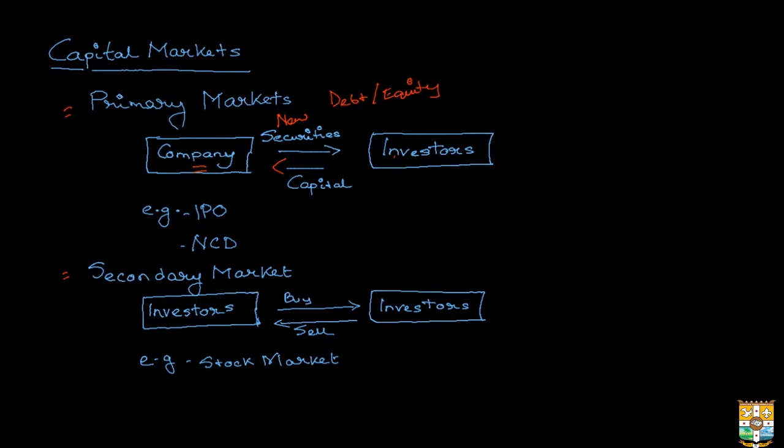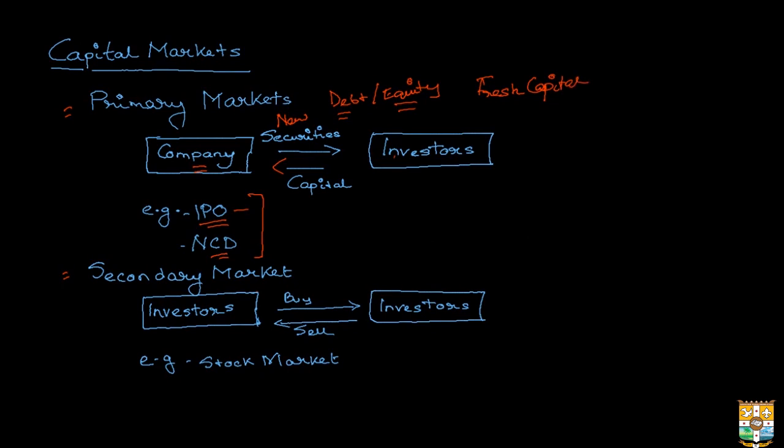Examples of primary market operations are IPOs, which are initial public offerings, or NCDs, which are non-convertible debentures. Now, IPO is a part of equity. NCD is a type of debt financial security. But the common thing about all these is that these are new financial securities that are being launched by the company to raise fresh capital. Okay? Fresh capital.